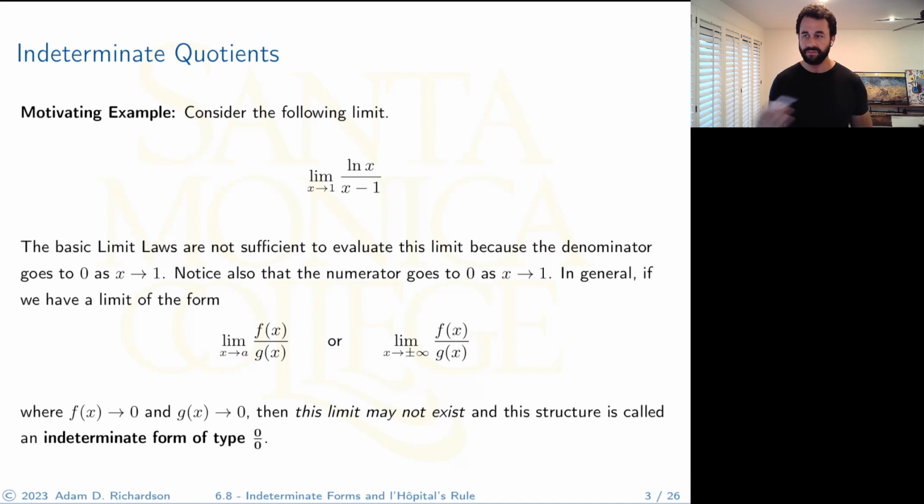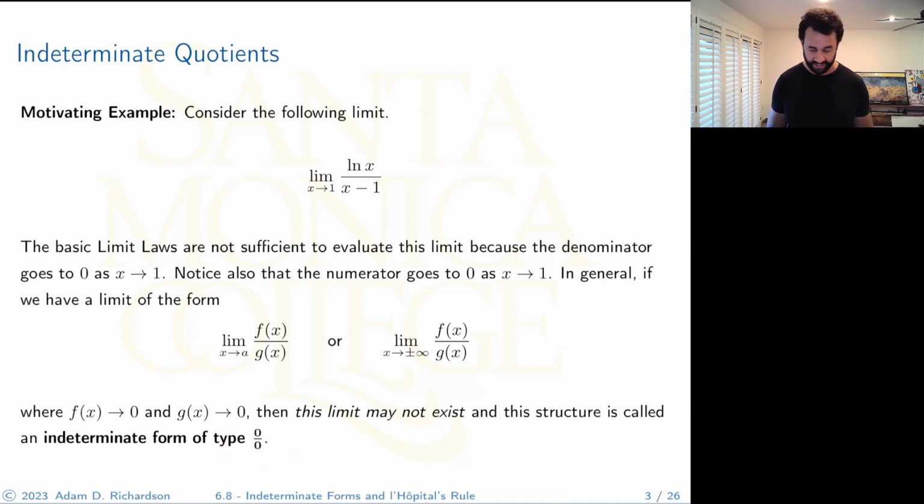Because of that, you actually can't use any of the elementary limit laws that you learn in Calc 1. If you go back and look at those sections from the book, you'll see that you can't use the quotient limit law without the denominator not being 0. So we can't use the basic limit laws at this point. But the numerator and the denominator are both going to 0, and when you have that situation, we call that an indeterminate form of type 0 over 0.